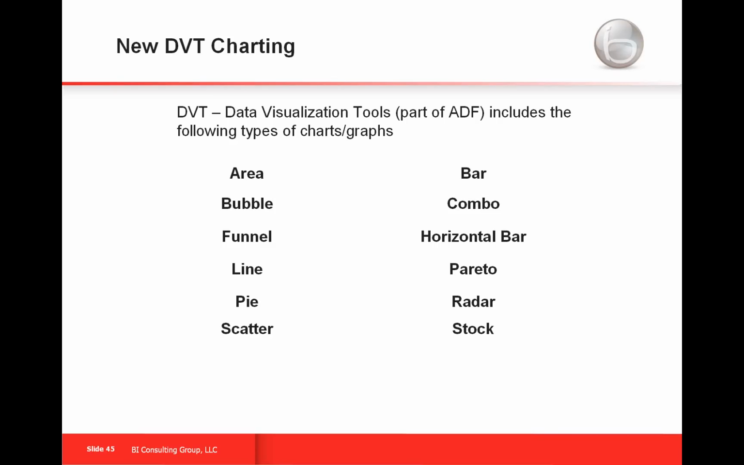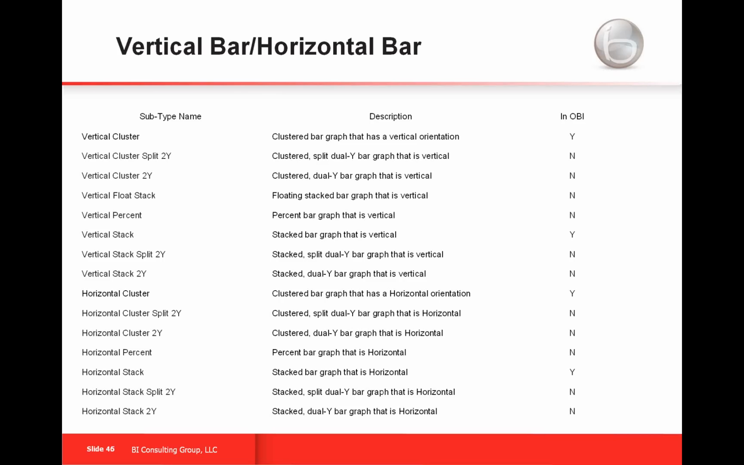First of all, the new charting engine is the data visualization tool, which is part of the application development foundation. And you can see we've got about a dozen different chart types and graphs that we can leverage. Just narrowing in on some specifics, let's look at the vertical and horizontal. If I look at it just from the visualization tool viewpoint, there's a total for that mix of 2 types. There are 16 different charts out there that I'd like to be able to possibly leverage.